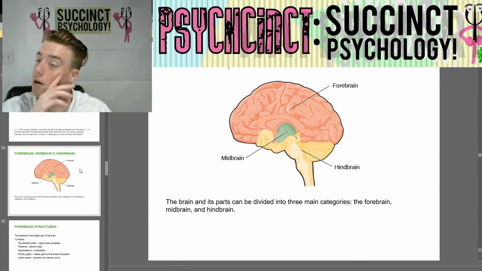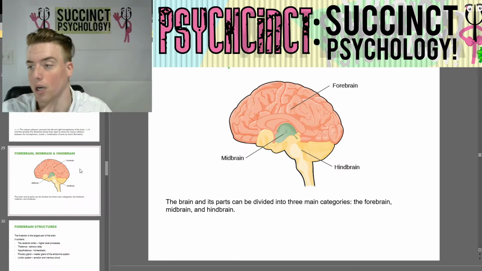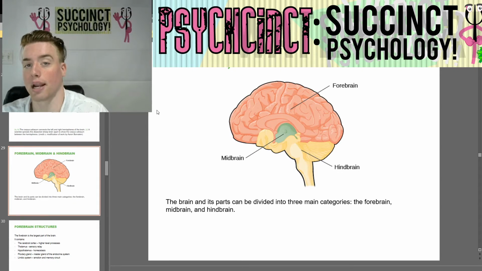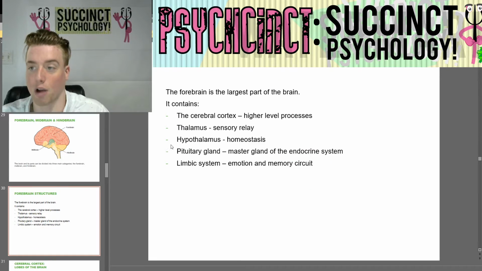Now we're going to go more in depth into the different parts of the brain. We have the forebrain, midbrain, and hindbrain. The brain's parts can be divided into these three main categories. Going into the forebrain structures, the forebrain is the largest part of the brain. It contains the cerebral cortex, which is for higher level processes, the thalamus, sensory relay, hypothalamus, homeostasis, pituitary gland, master gland of the endocrine system, and the limbic system, which is an emotion and memory circuit.